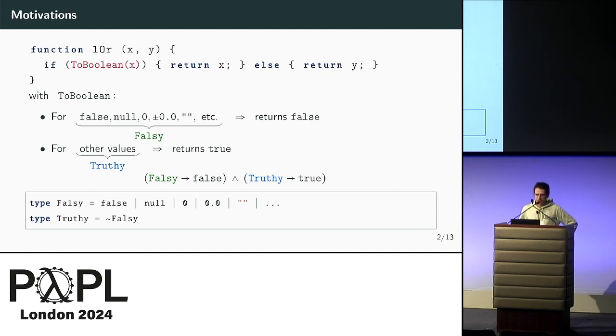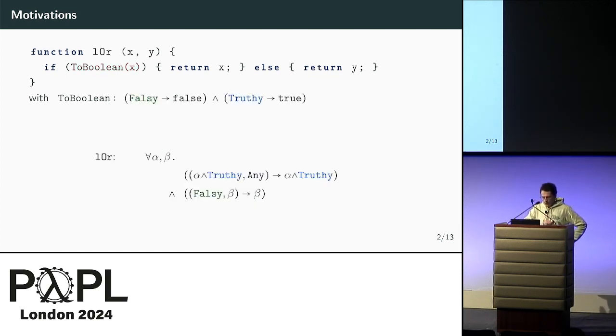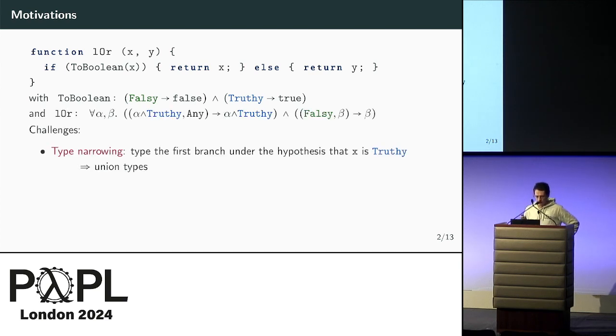So now we can try to type the logical OR function. The type we want to give it is the following one. So this type is both polymorphic and overloaded. The first branch describes the behavior of logical OR when the first parameter is a truthy value. And in this case, this type says that it returns exactly the first parameter. And the second branch corresponds to the case where the first argument is falsy, and in this case, it returns the second argument. If we want to be able to derive such a type, we have to overcome some challenges.